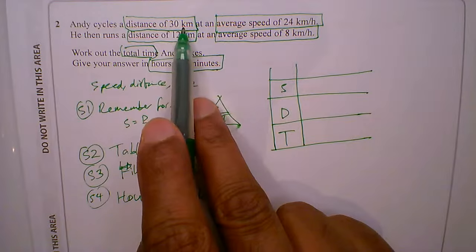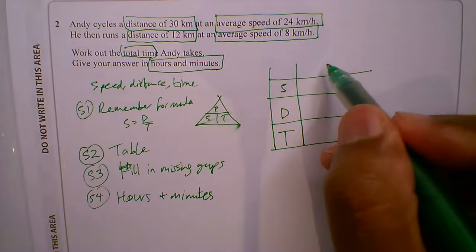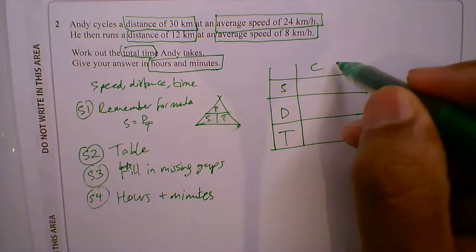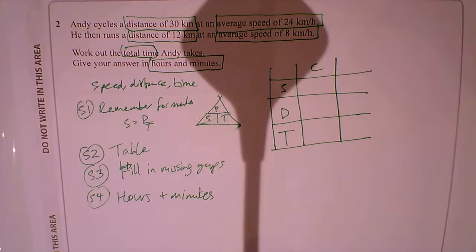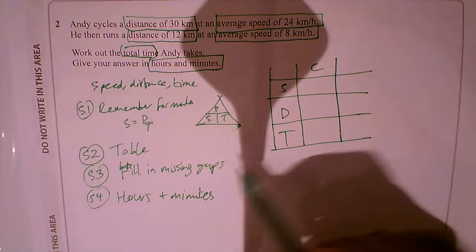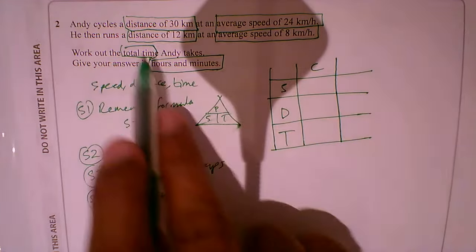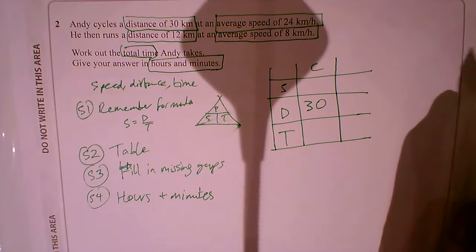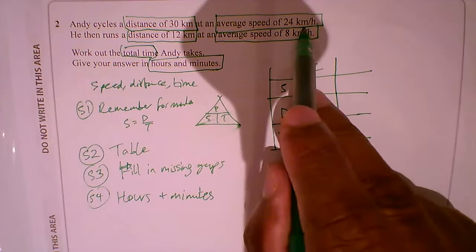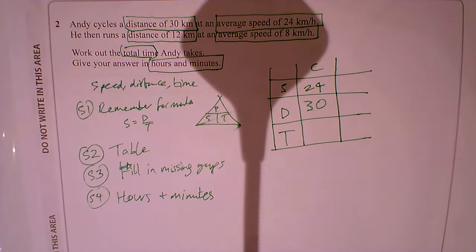Andy cycles a distance of 30 kilometers. So he cycles, if you like, 30 kilometers, so that my distance is 30, and at an average speed of 24 kilometers per hour. So 24 kilometers per hour.